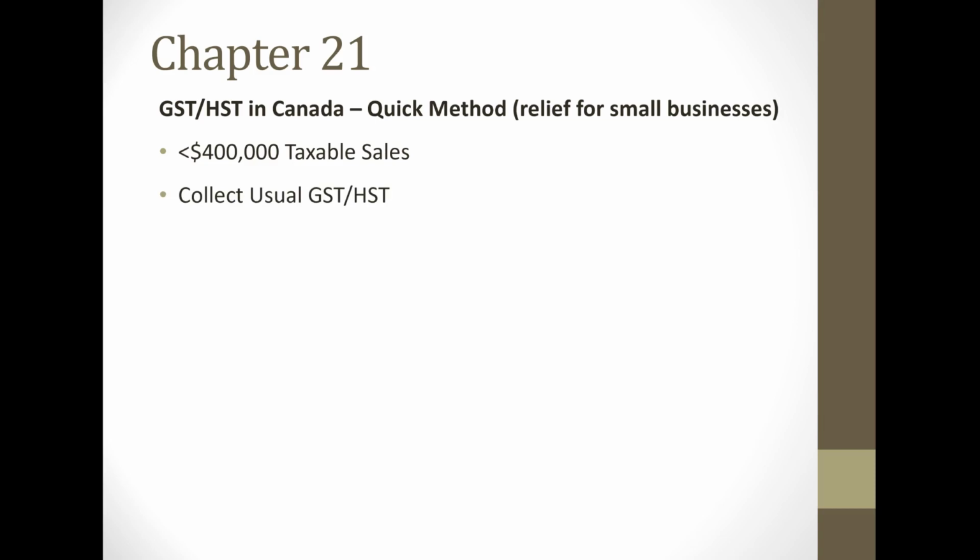The business will still have to collect the usual GST on their taxable sales, so they're still going to charge their customers if they're in a province that has GST 5% on all those fully taxable supplies. But in terms of input tax credits, they don't have to track them. However, for capital expenditures, they will get the full input tax credit on capital expenditures.